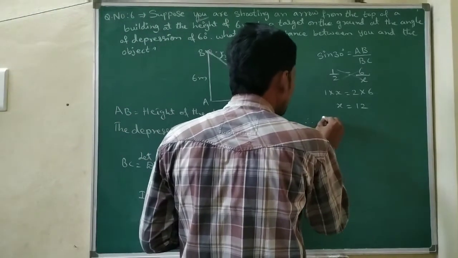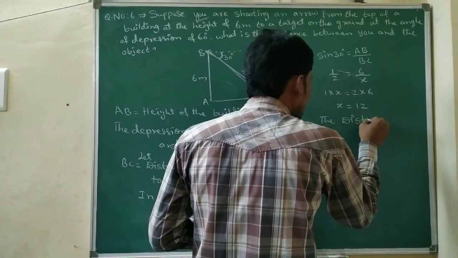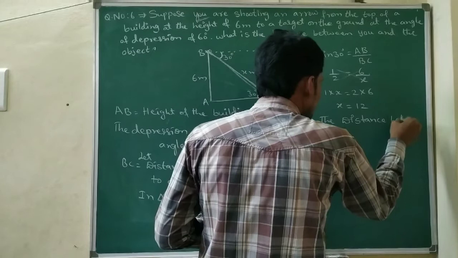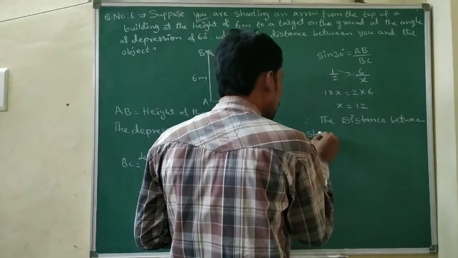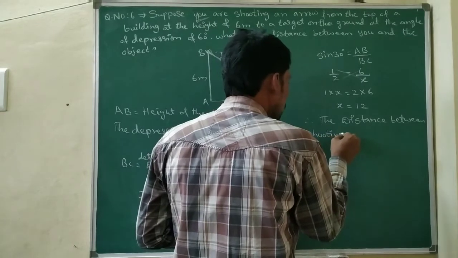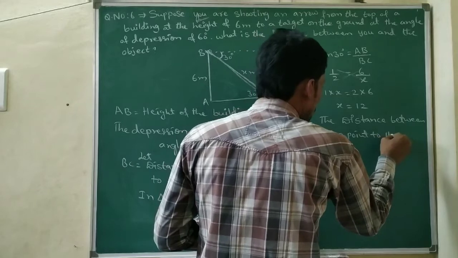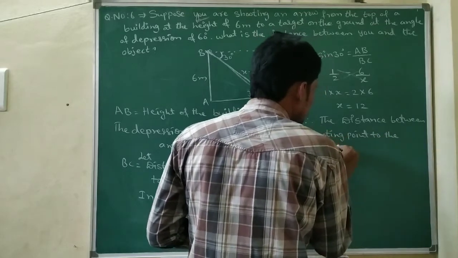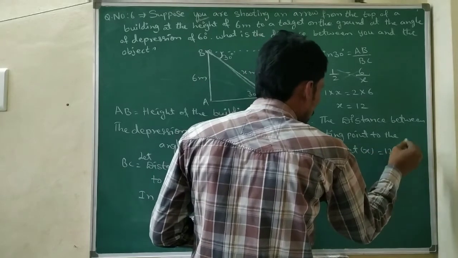Therefore, the distance between the shooting point to the object, x equals 12 meters.